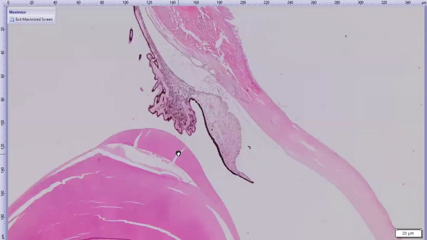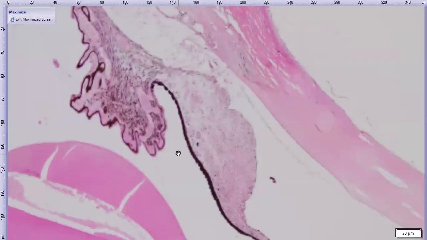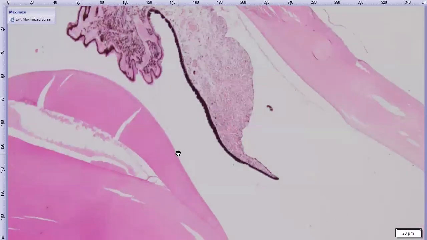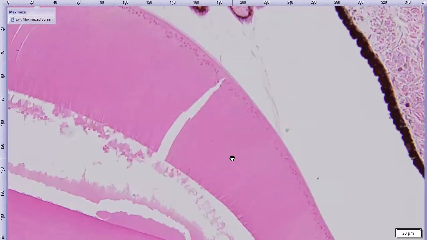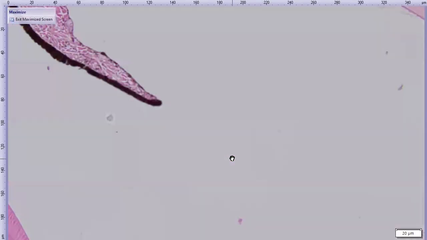And let's just contemplate that for a little bit. I think now we can see the contrast that these lens epithelial cells, as they approach the equator, get longer and longer. Let's go more towards the anterior pole of the lens.